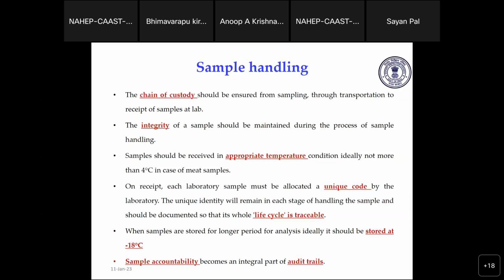Now, if testing is done after some time, like when you have multiple analyses or multiple parameters to be done, even in the case of antimicrobials where you will have different methods, the sample has to be stored at -18 so that its integrity is maintained. Sample accountability is always an integral part of any audit in any laboratory, whether it is a regulatory audit, or done by a customer or by an accreditation body.